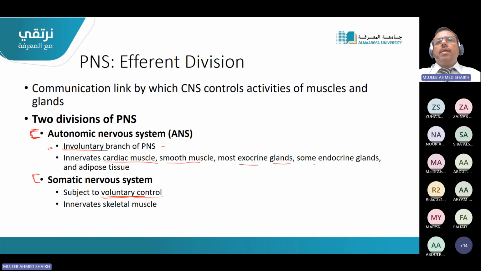Basically, the autonomic nervous system innervates the cardiac muscle, the smooth muscles, most of the exocrine glands, some of the endocrine glands, and adipose tissue. These are the areas where the autonomic nervous system is acting: cardiac muscle, smooth muscle, exocrine glands, some endocrine glands, and adipose tissue.